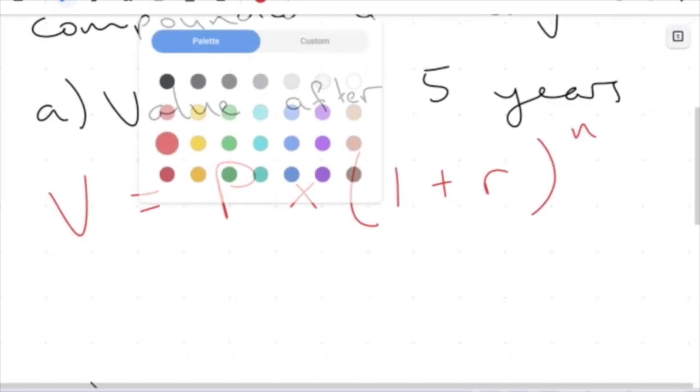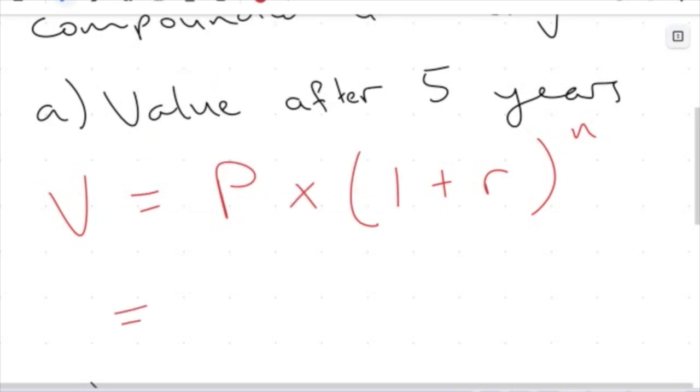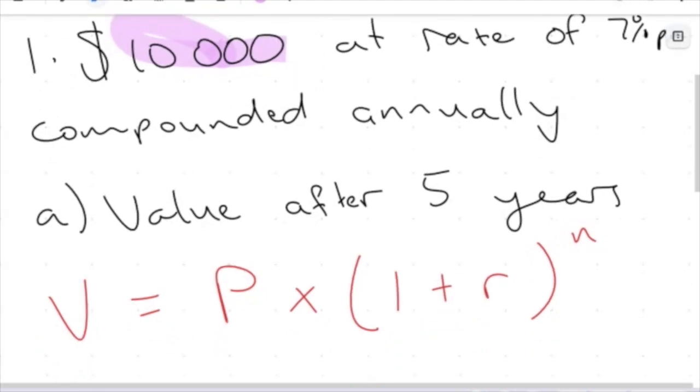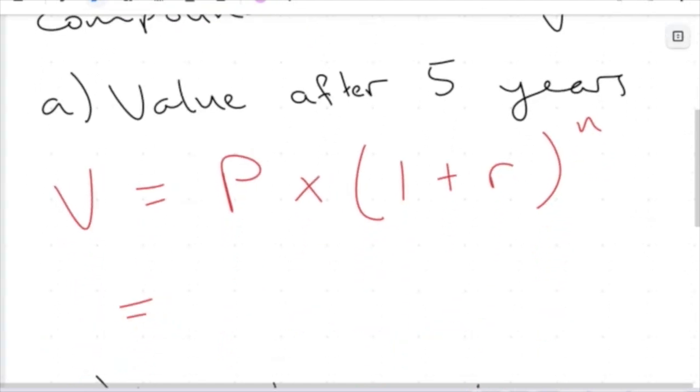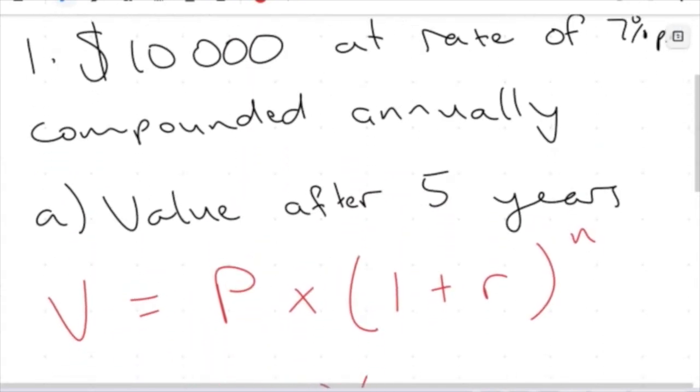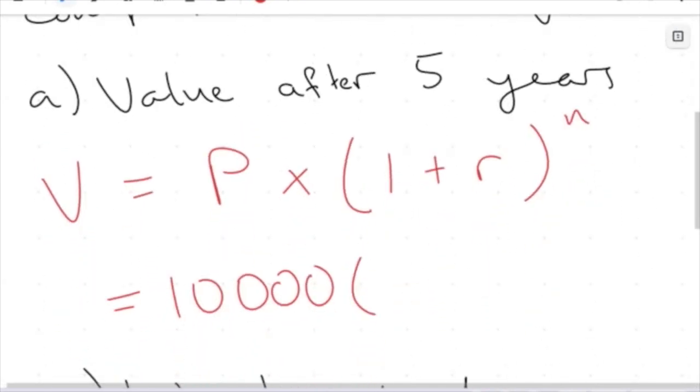So this is a pretty standard question you'll get. All we're doing here is substituting into the actual formula. So here, my principal is my starting amount. That's my 10,000, so that's going to go in here. So my 10,000 is getting multiplied by 1 plus my 7%. So that's going to be 1 plus 7 over 100, to the power of 5 years.